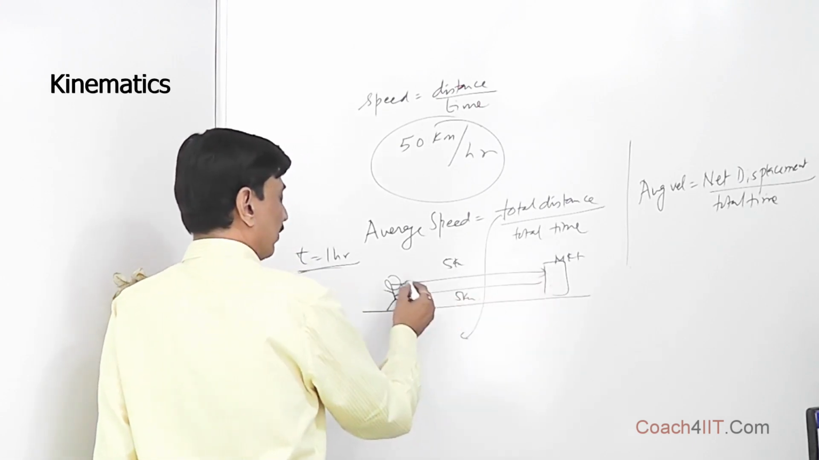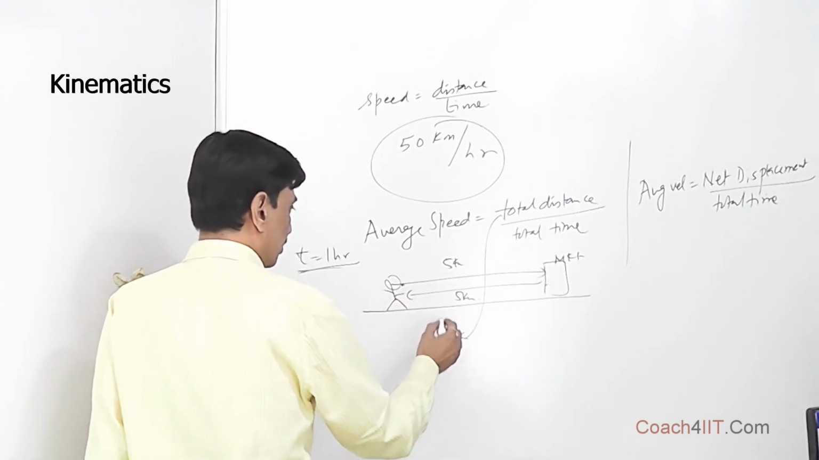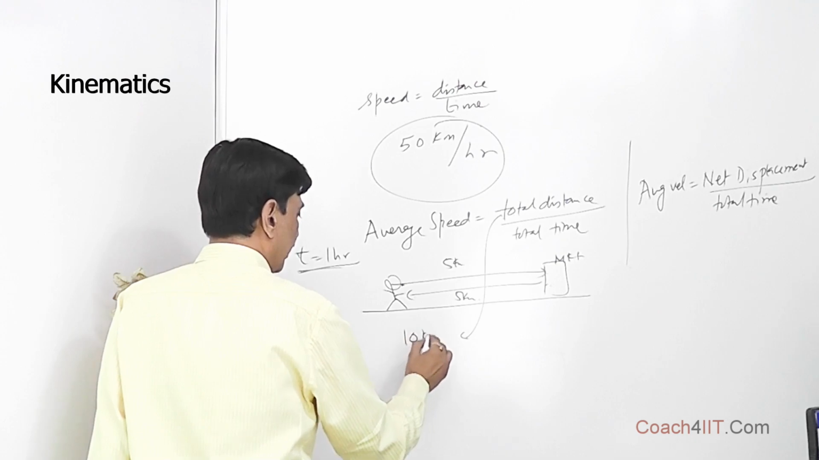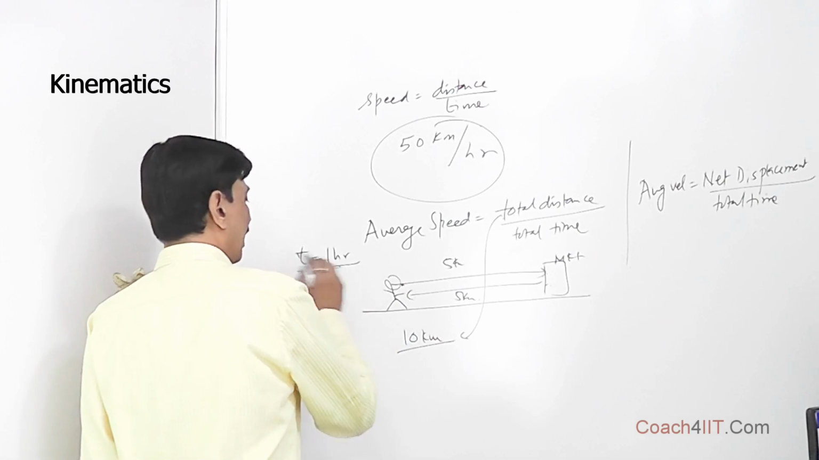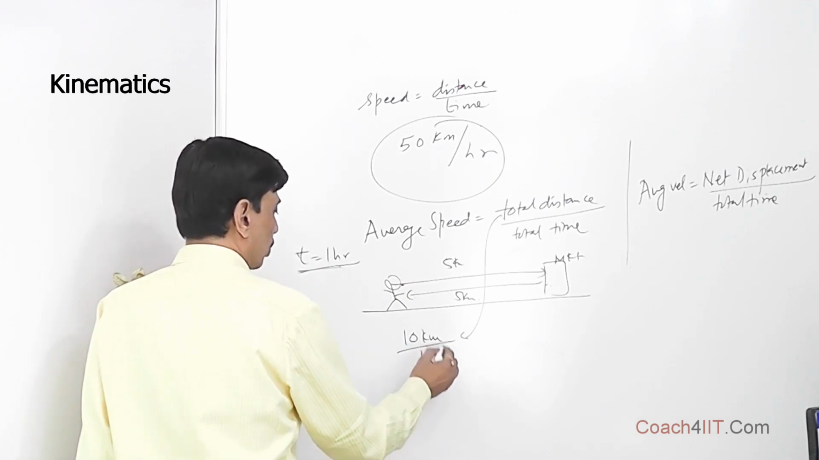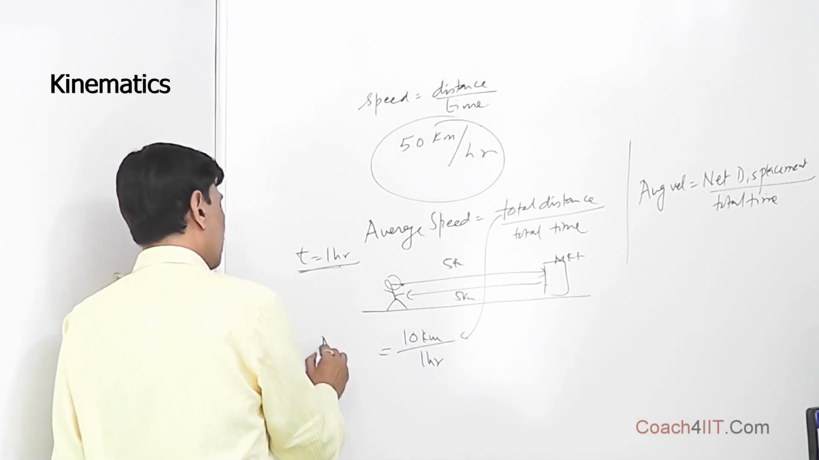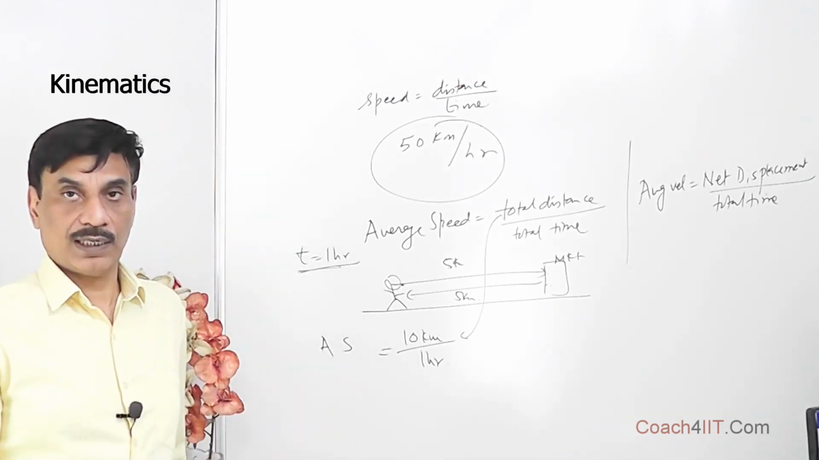5 plus 5: 5 is the forward journey, and 5 is the reverse or backward journey. So the total distance is 10 km. And how much time has he spent? In total, he has spent 1 hour. So it is total distance by total time, and we say the average speed is going to be 10 km per hour.